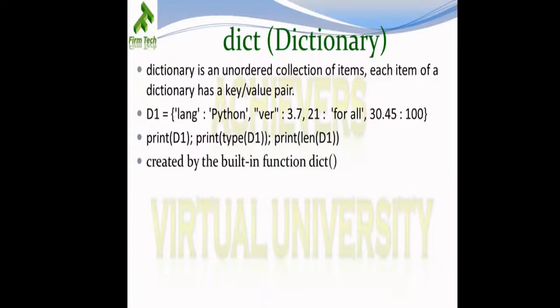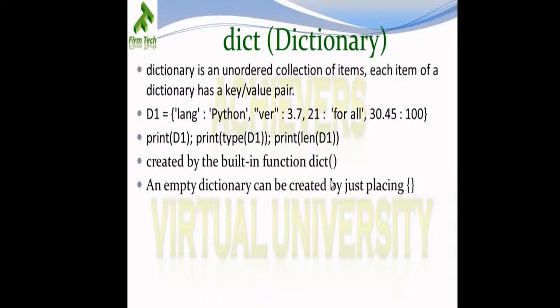So this dictionary can be created by using the built-in function dict(). To denote an empty dictionary, we should use these curly braces. So here we are creating a dictionary by using the dict() method. D2 is the variable name assigned to that, and dict(make='Tata', model='Zumo', year=2002).